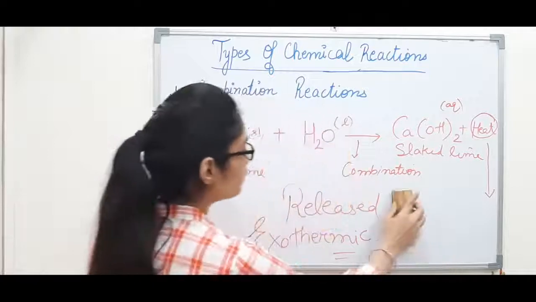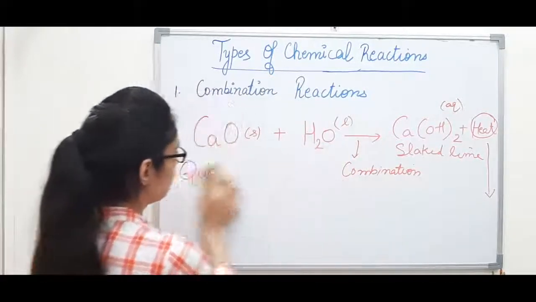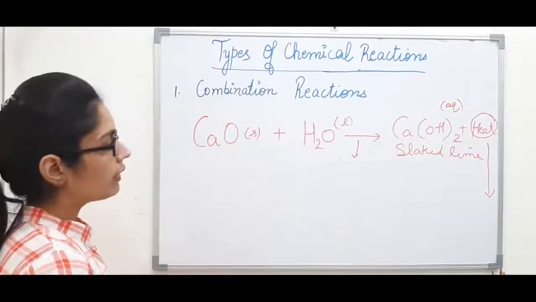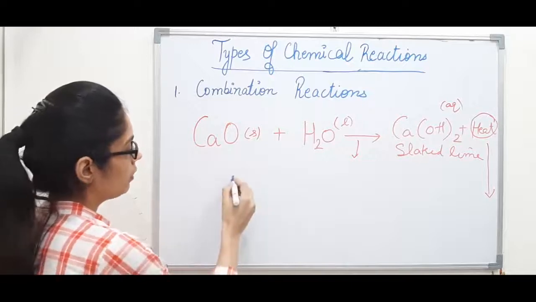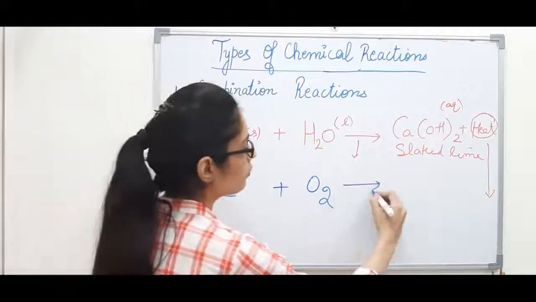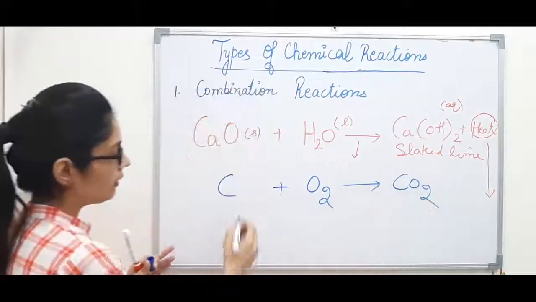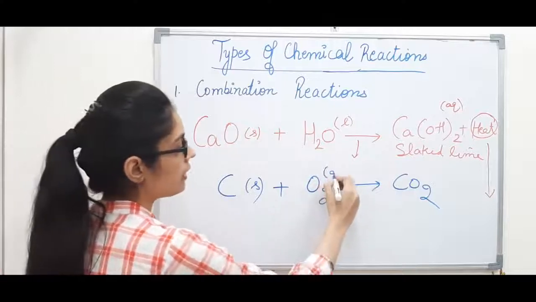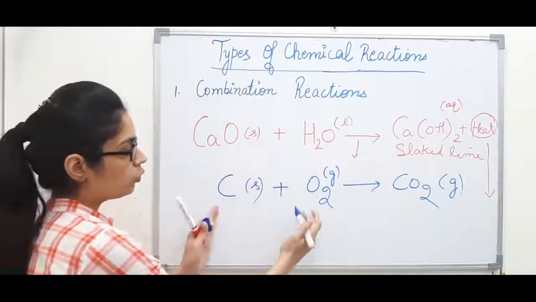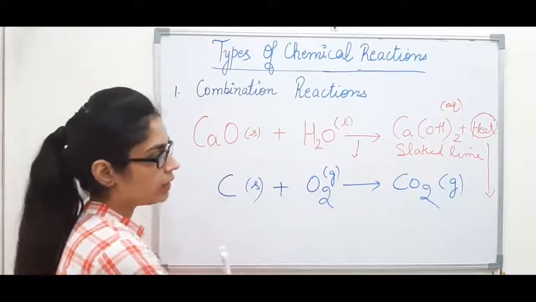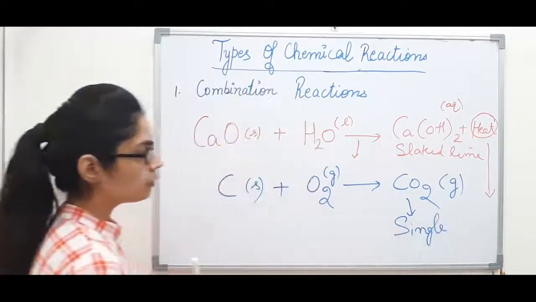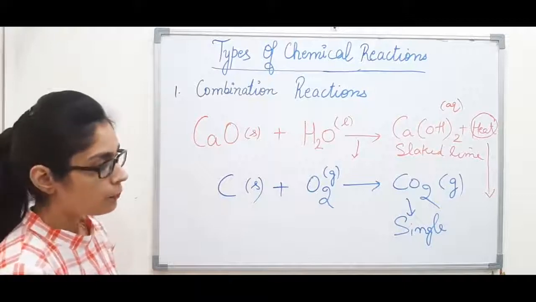Now let's take another example of combination reaction. Very simple examples we can take. Carbon plus oxygen. Carbon will react with oxygen, it will give us carbon dioxide. Again carbon is in solid form, oxygen is in gaseous form, and carbon dioxide is a gas. Now I can see two reactants, carbon and oxygen, giving me one single product. Single product means again this is an example of combination reaction.